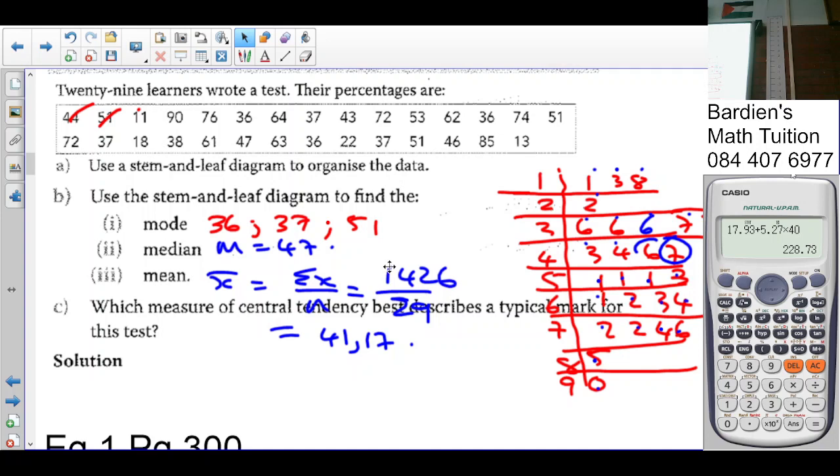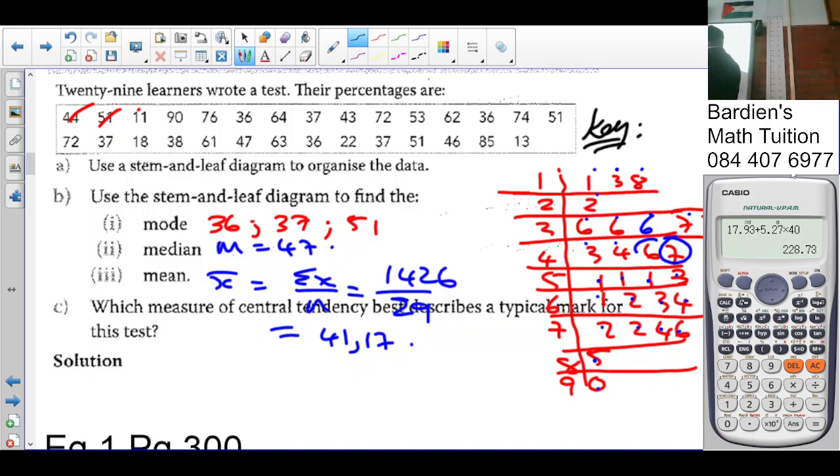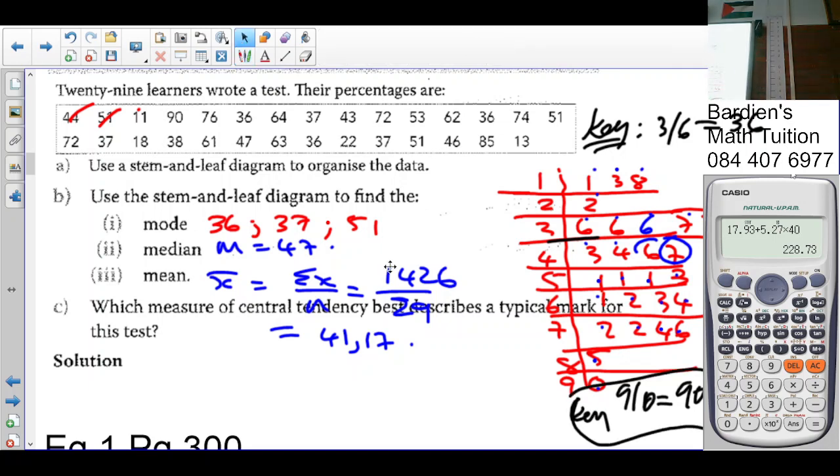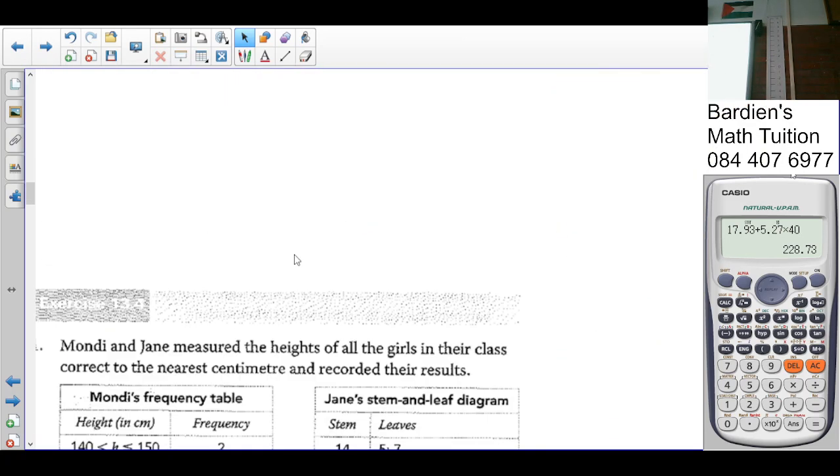So what did we forget to do when we drew the stem and leaf diagram? We got to give the key. What would the key have been here? 3|6. I could have taken any value here. 3|6 is equal to 36. That key had to be given. Or I could have said 9|0 is going to give you 90. It's your key. Just remind me, I'm going to forget it, but make a habit of writing the key down. Okay, do you guys understand?